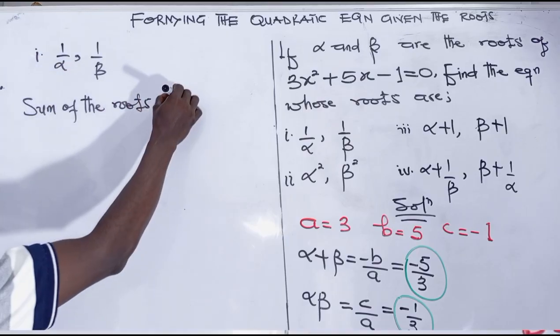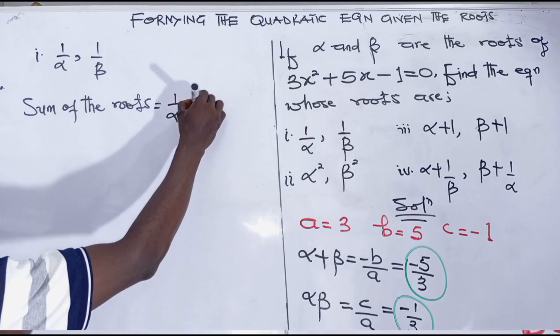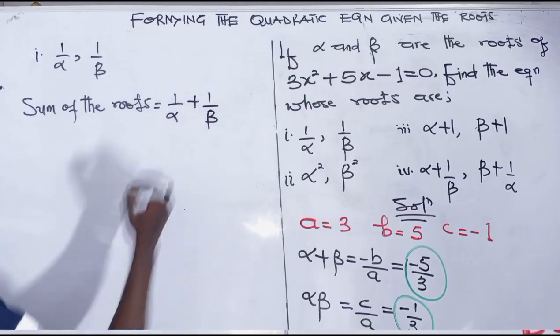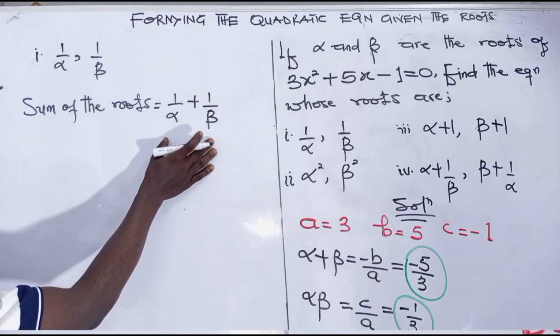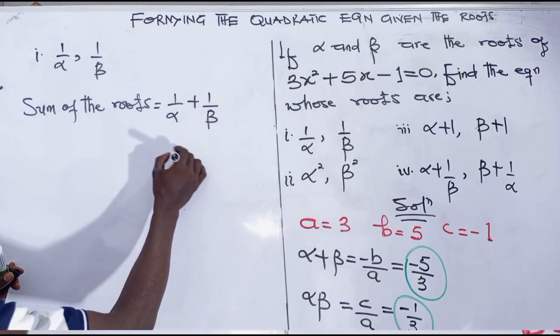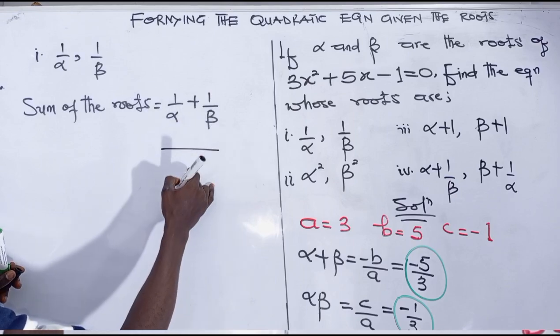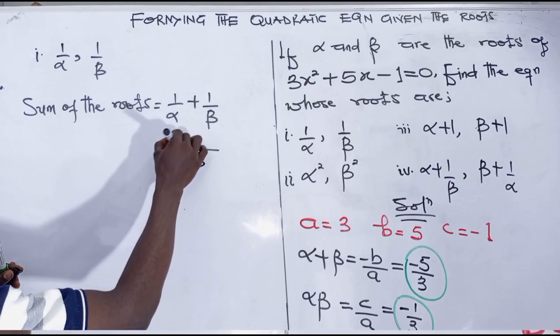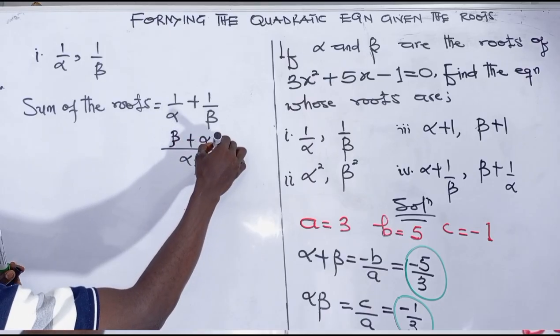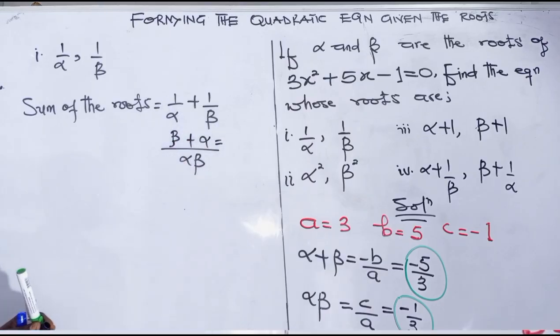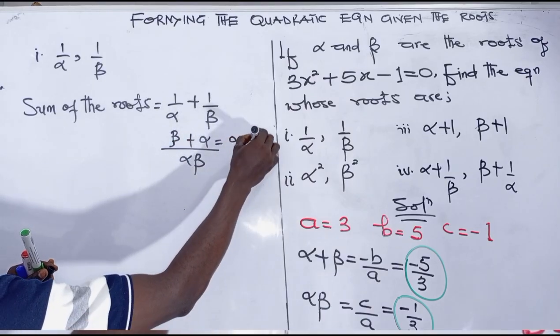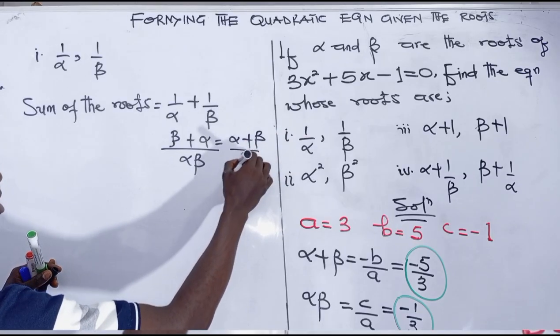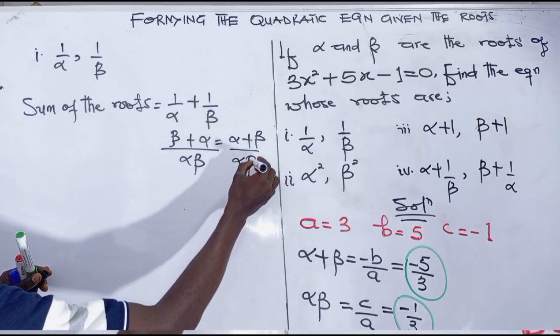So we are going to have 1 over alpha plus 1 over what? Beta. So in finding the sum, we have to first find out the LCM. The LCM of alpha and beta will give us alpha beta. This is going to give us beta. This is going to give us alpha. Since addition is commutative, you can write it as alpha plus beta, all over alpha beta.